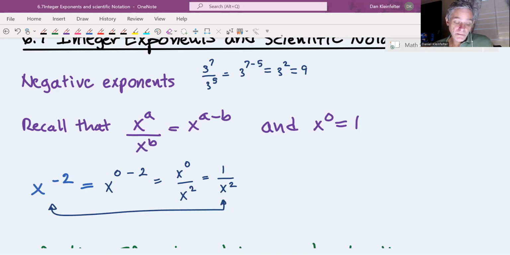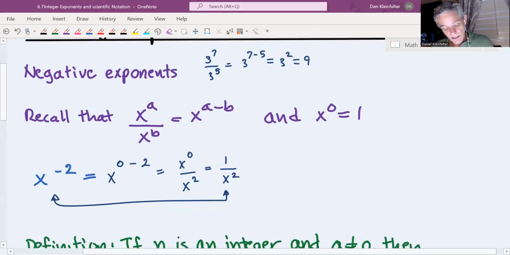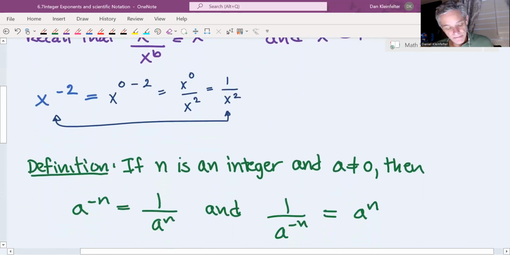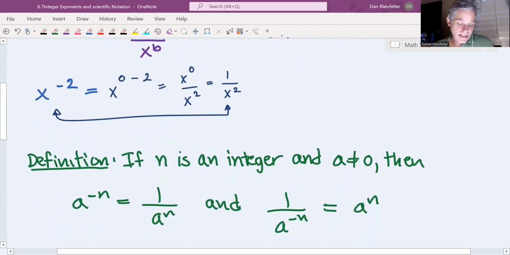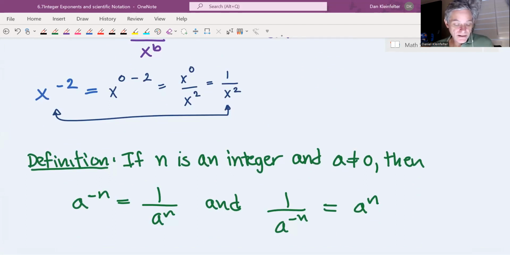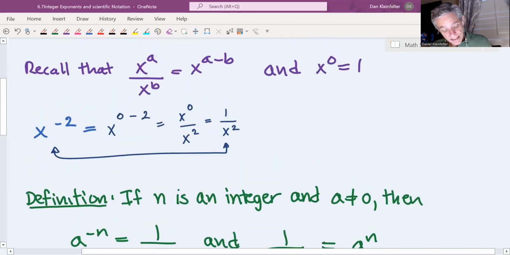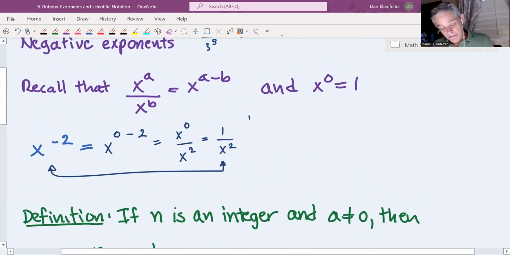So there's, of course, nothing special about the base that I picked other than it's not 0. And I could have used an exponent other than 2 here. So we're going to take that to be the definition for a negative exponent. If n is an integer and a is non-zero, then a raised to the minus n power will be 1 over a to the n. And if a is raised to a negative exponent and that's already in the denominator, then that will come up to the numerator. Let's see if we can think about why that might be so.